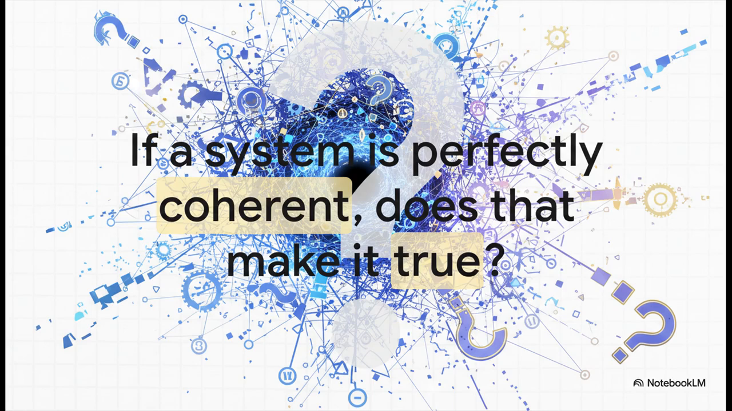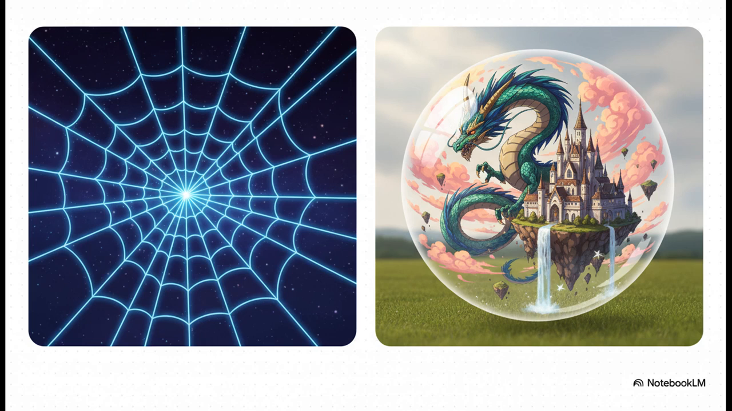But this leads to a really interesting and kind of tricky question. If you have a system of beliefs that's perfectly consistent with no contradictions at all, does that automatically make it true? And yeah, this is where the theory runs into its biggest problem. Think about it. You could have a fantastically detailed fantasy world, like in a novel, where everything is perfectly consistent within its own rules. But that doesn't mean dragons are real, right? This is the isolation problem. A perfectly coherent system of beliefs could be a complete delusion, totally detached from reality.